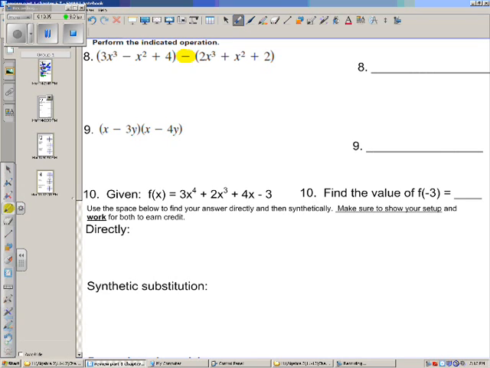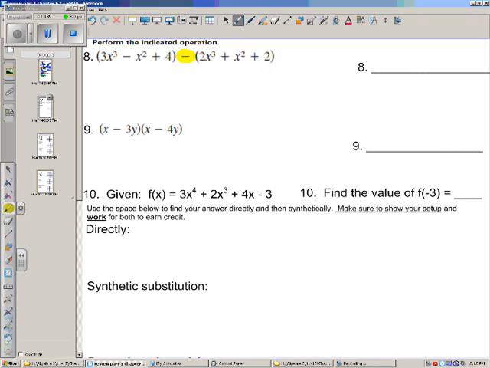Number 9 is multiplication again, no shortcut. I do like to add the opposites, so that's what you see me doing right now. So I'm just going to FOIL or multiply. I'm going to take the x to the x and get x squared. I'm going to take x to negative 4y and get negative 4xy. And now I'm going to take the negative 3y and distribute. So when I distribute the negative 3y to the x, I get negative 3xy. And then the negative 3y to the negative 4y gives me positive 12y squared.